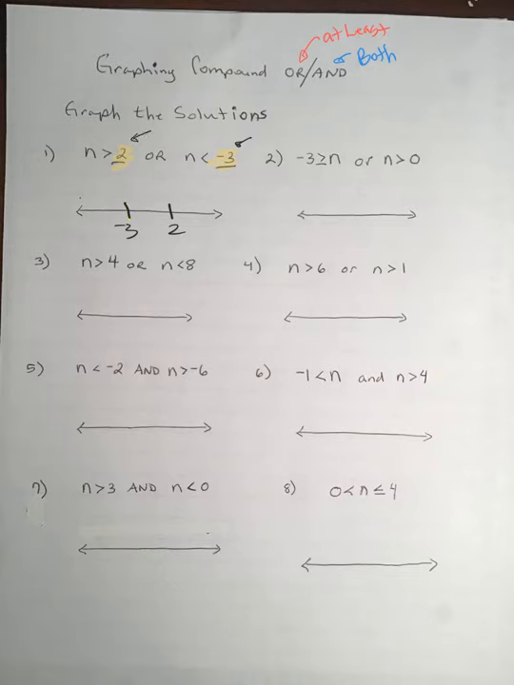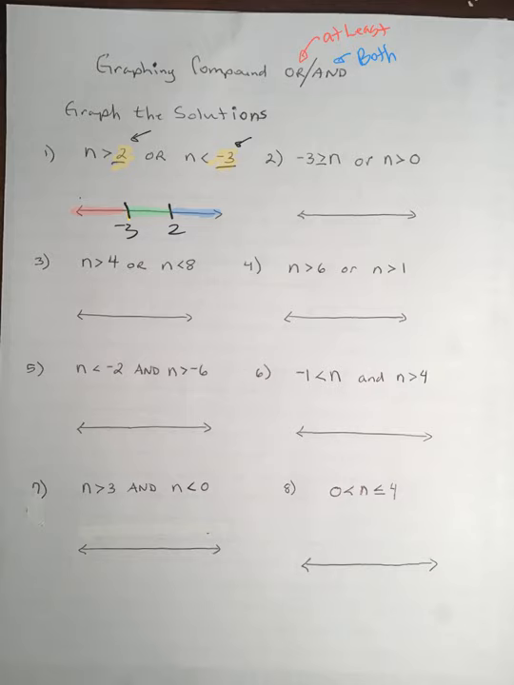And then notice it breaks it up into three different intervals or sections. We've got numbers to the left of negative 3, we've got numbers in between negative 3 and 2, and we have numbers to the right of 2. For a compound or, it is said to be a solution if it makes at least one of the inequalities true.